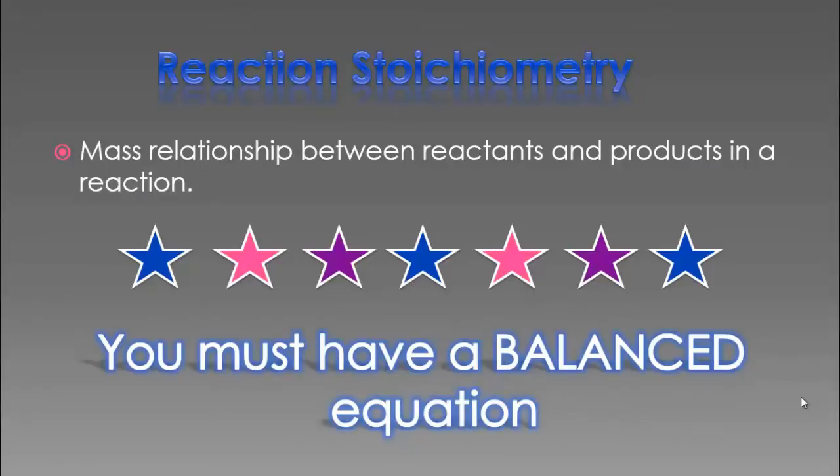Well, it is defined as a mass relationship between reactants and products in a reaction. So we're going to eventually know how many grams of a reactant we have and how many grams of a product we should then get. So the key here is that you must have a balanced equation. So that balancing from Chapter 8 is going to come into play here. So you must continue to make sure every equation you get is balanced before you start to do these problems.